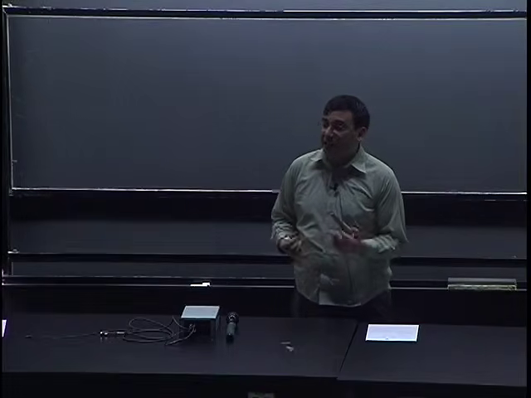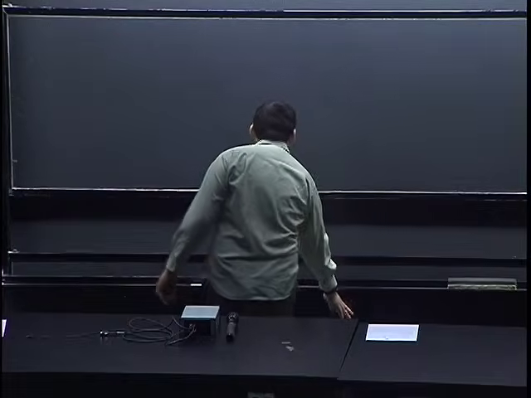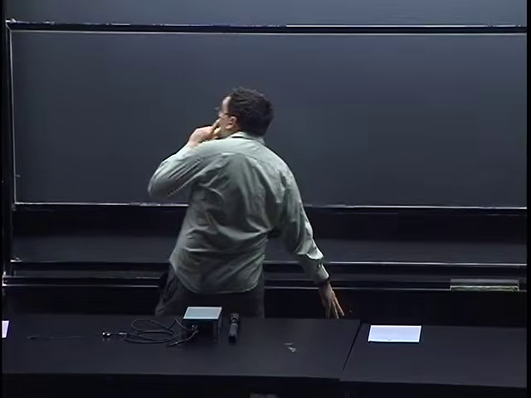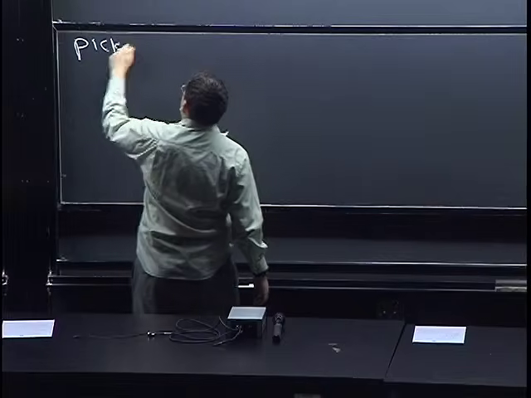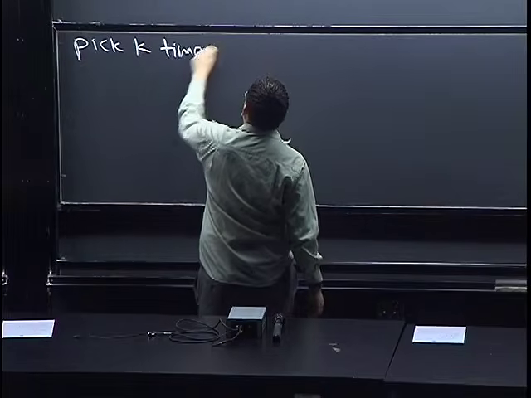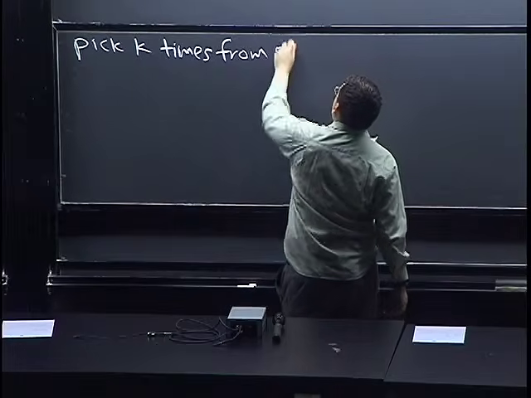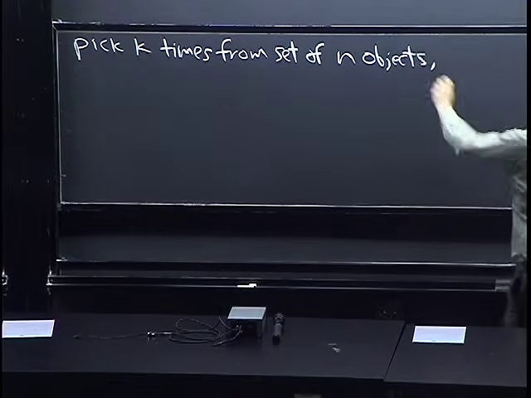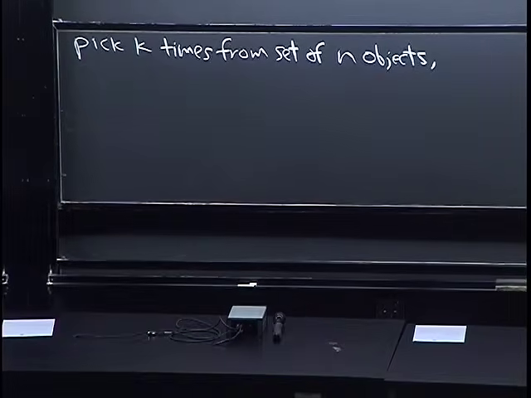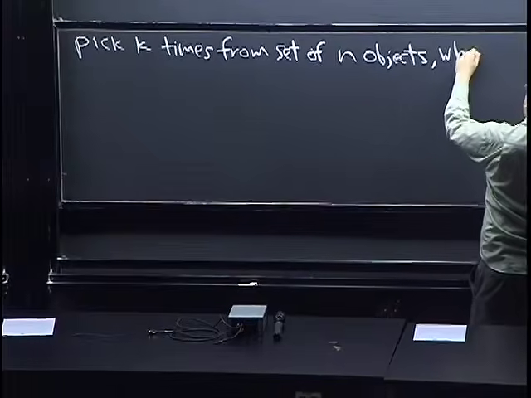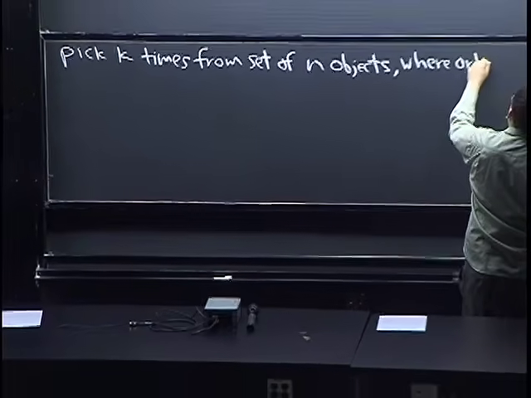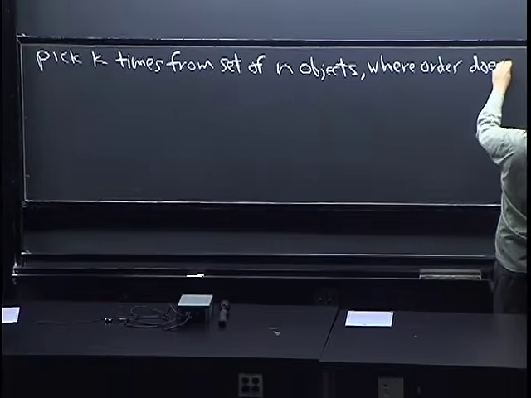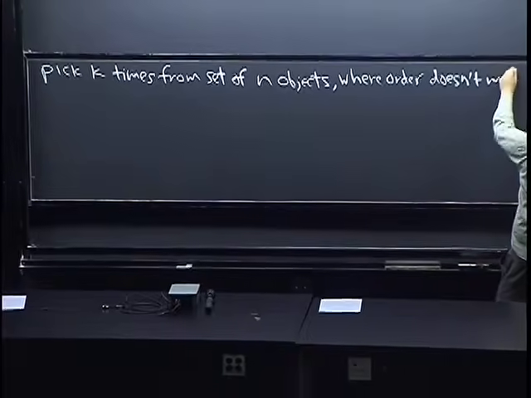So for the 4th one, I stated the result, I wrote it down, but it's mysterious where it comes from. So I want to show you where that comes from. Okay, so the problem is we want to pick k times from a set of n objects. Could be objects, people, whatever. And we're looking at the case where order doesn't matter and it's with replacement. That's the case we're interested in.